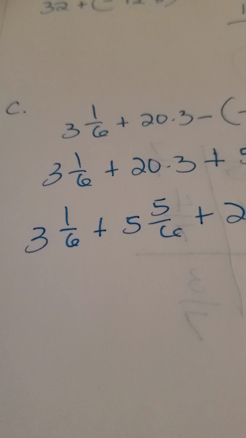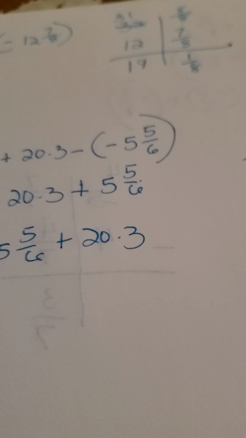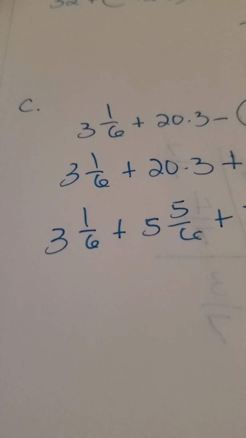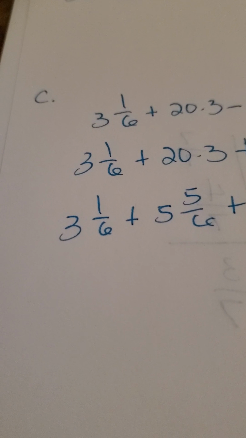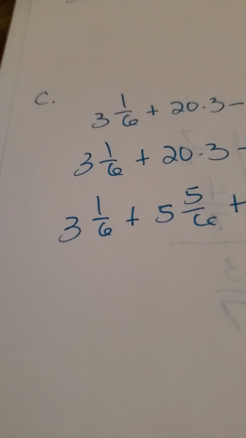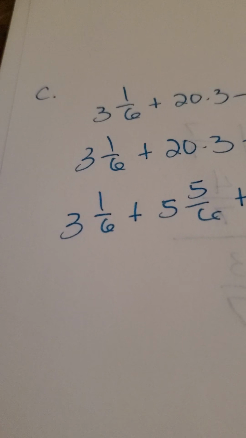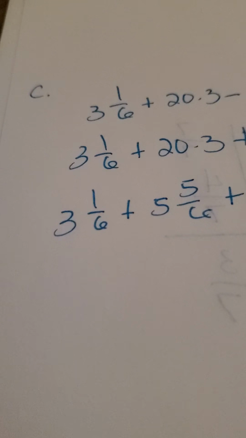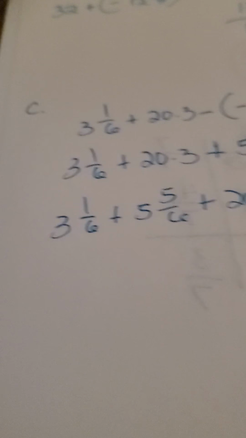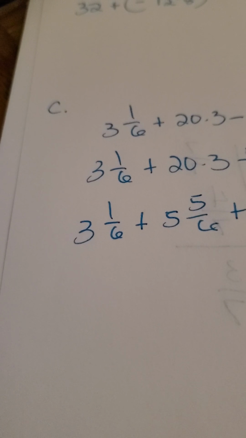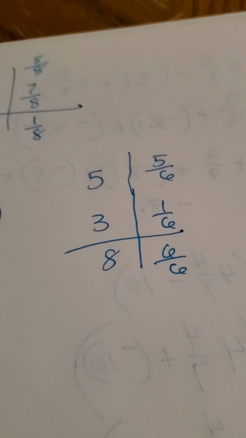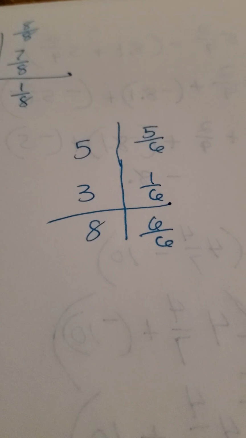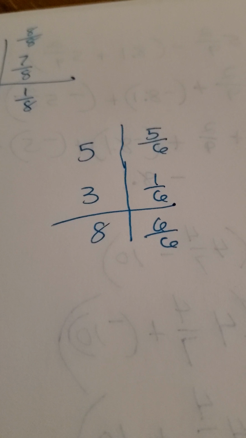And I see that 3 and 1/6 and 5 and 5/6 both have the same denominator of 6th. So I did this extra step. You did not have to write it out, but it would make sense to do this part first. Do 3 and 1/6 plus 5 and 5/6 first, and then when you're done, add 20.3. Now, it just so happens that this works out incredibly well. So we have 5 and 5/6 plus 3 and 1/6, which gets us 5/6 and 1/6 gives us 6/6.